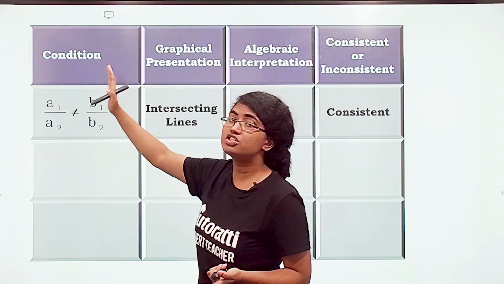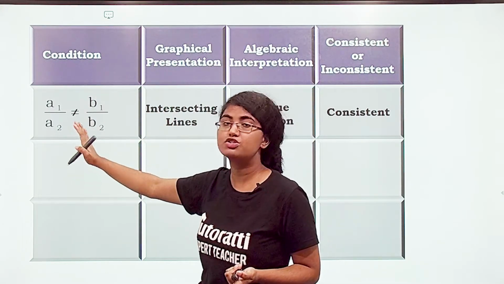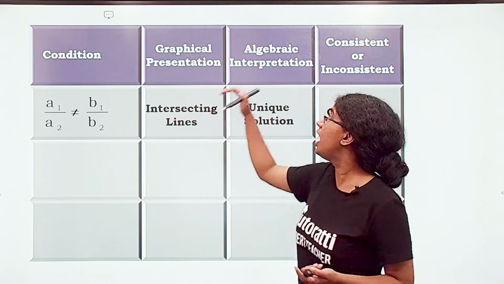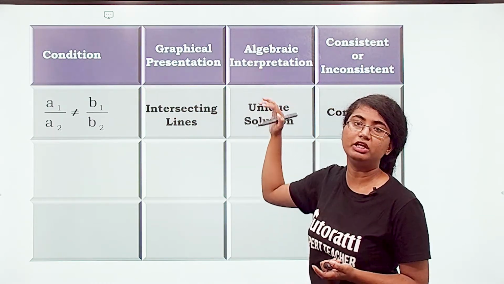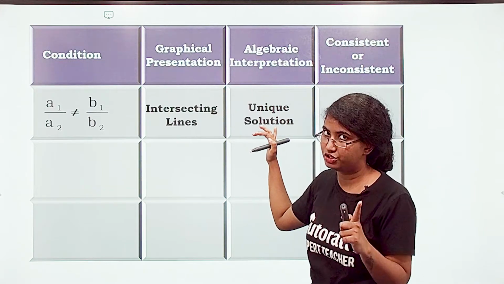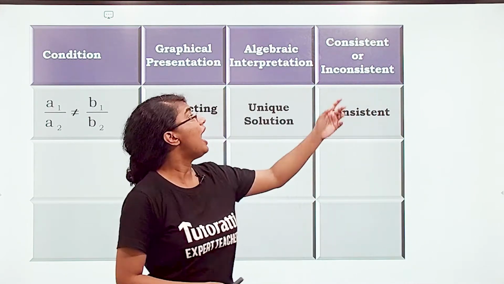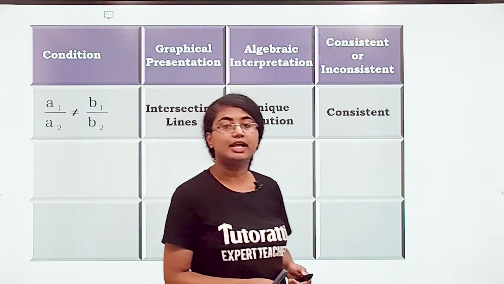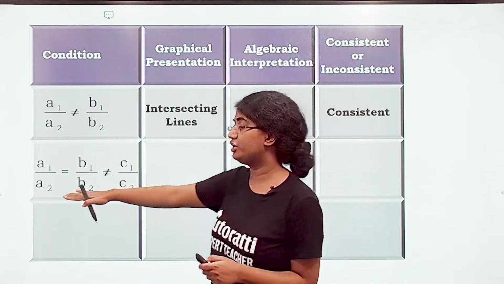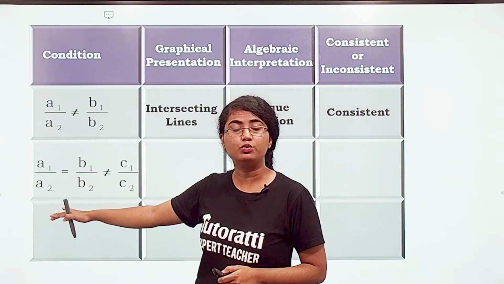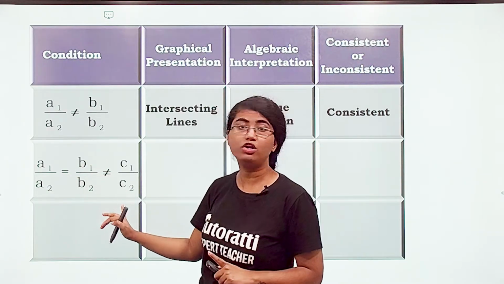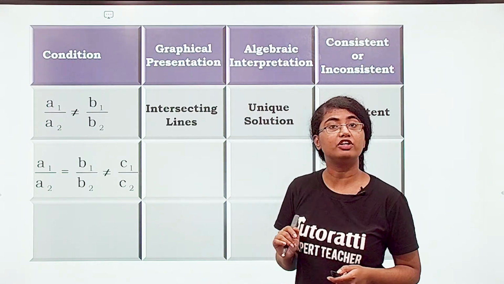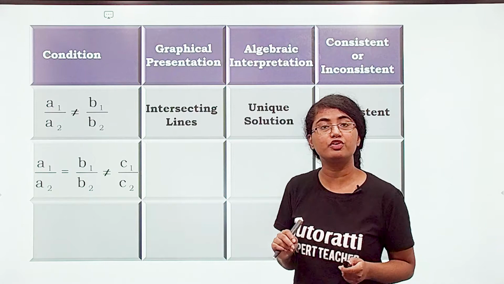So this is how we remember it. The condition is a1 upon a2 is not equal to b1 upon b2. Graphically you will get intersecting lines. The algebraic interpretation is that it has one and only one solution, which is unique. And it is consistent. Second condition: a1 upon a2 equals b1 upon b2 is not equal to c1 upon c2. Now what type of graphical representation are we going to get?